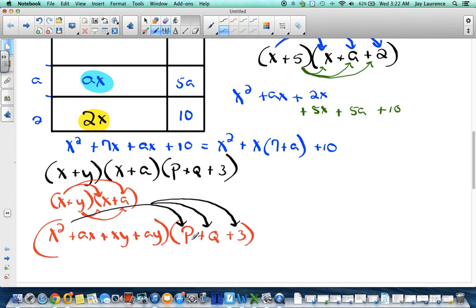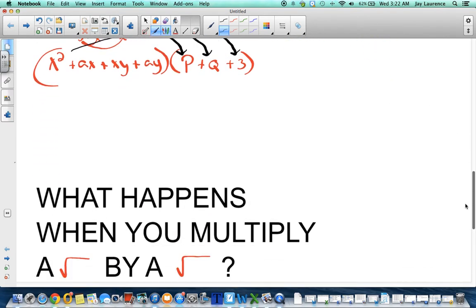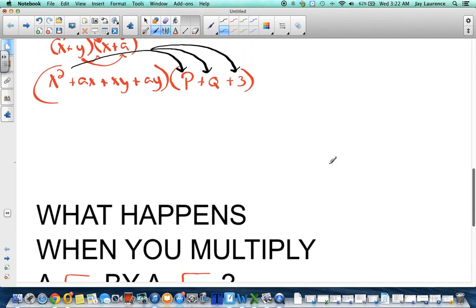Then I'm going to distribute the xy, and then the ay. All right, so let's see here. It's going to get a little bit long. I'll try to organize everything.